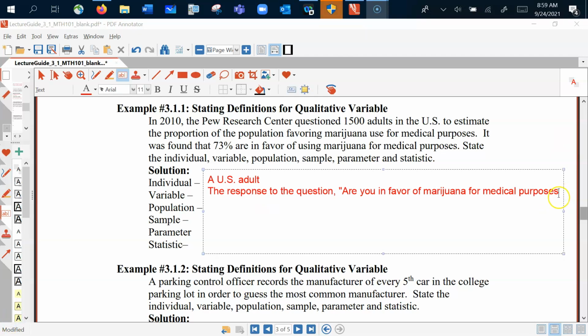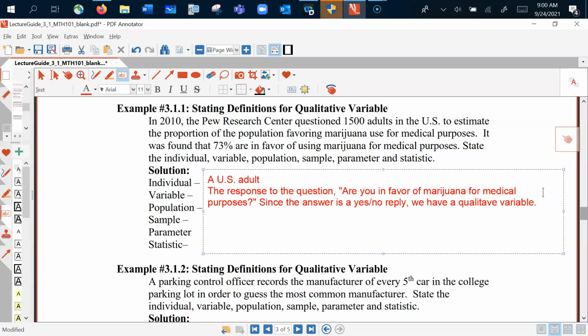Notice that the reply or answer to this question is going to be a yes or a no. So it's definitely a name or label. And so here we know that this is going to be qualitative data. Since the answer is a yes, no reply, we have a qualitative variable here.